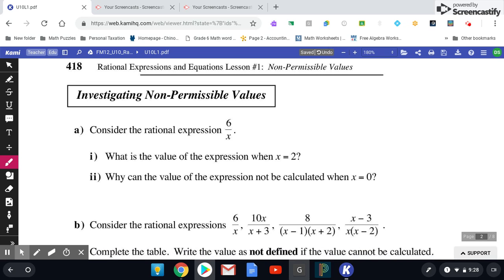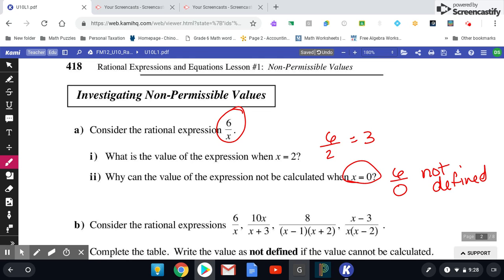Now, when we talk about non-permissible values, we're going to be talking about things that make our expression, I guess you would say, undefined. So just for fun, they take an expression 6 over x and they say, well, what happens when x is 2? So when x is 2, we get 6 over 2, which is 3. Not a problem. But what happens when x is 0? Well, then I get 6 over 0, and all of a sudden, this is not defined.